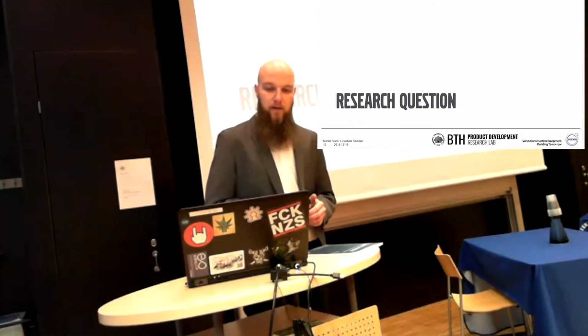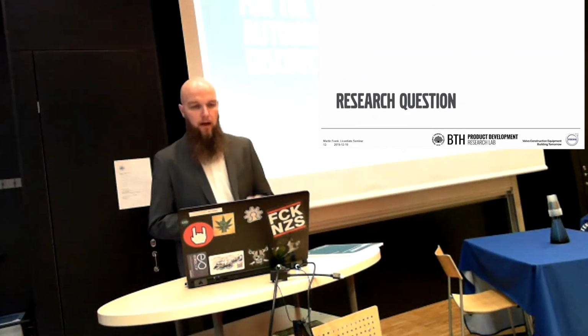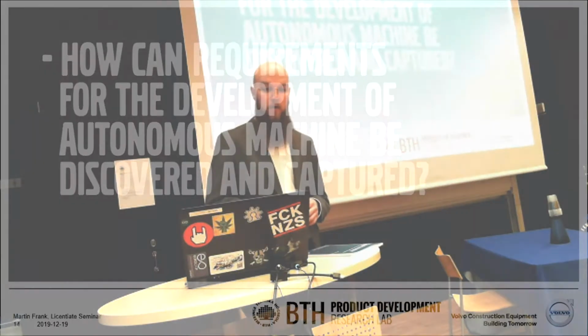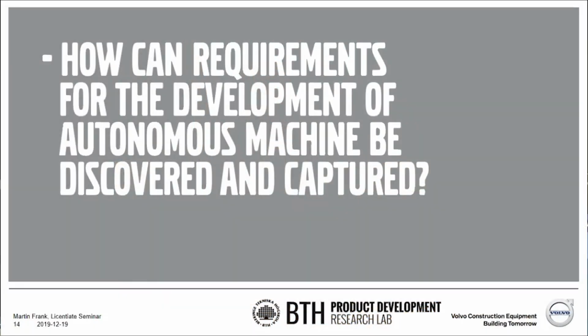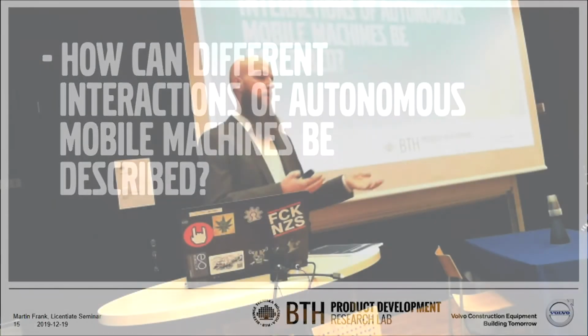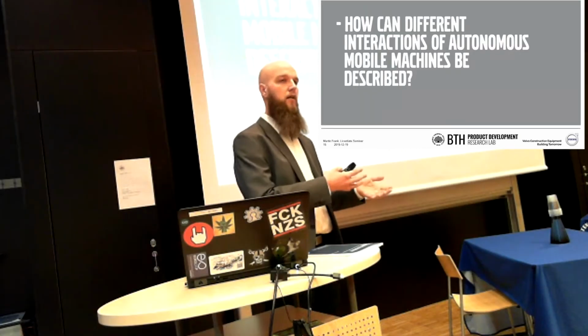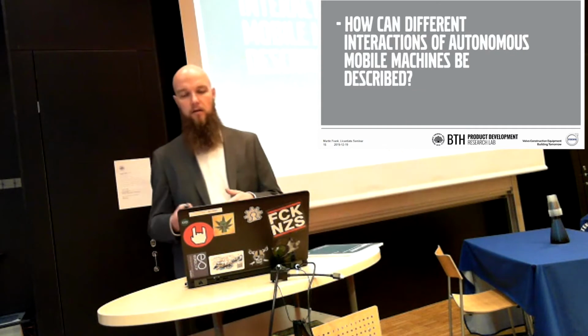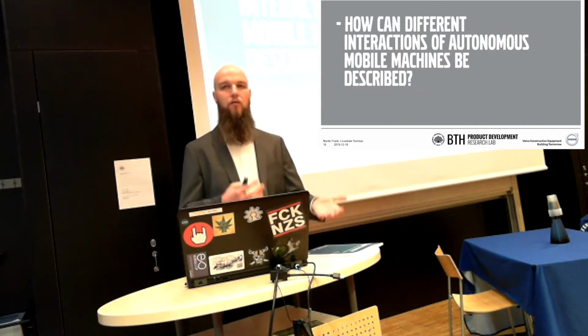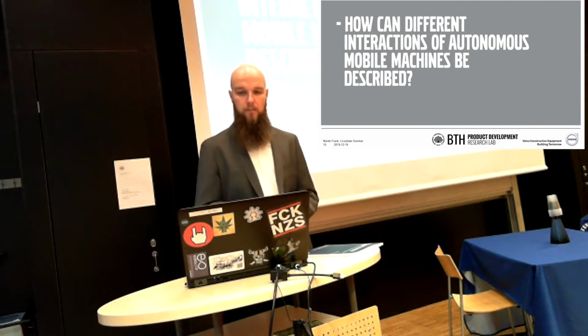By that, I defined some research questions, and one of them is: how can requirements for the development of autonomous machines be discovered and captured? Followed by a second one: how can different interactions of autonomous mobile machines be described? Because we know that interactions will happen. If we see what's happening today on the construction and on the mining side, then we can also estimate that this will happen on a fully autonomous side. So therefore, it needs to be described in a good way.